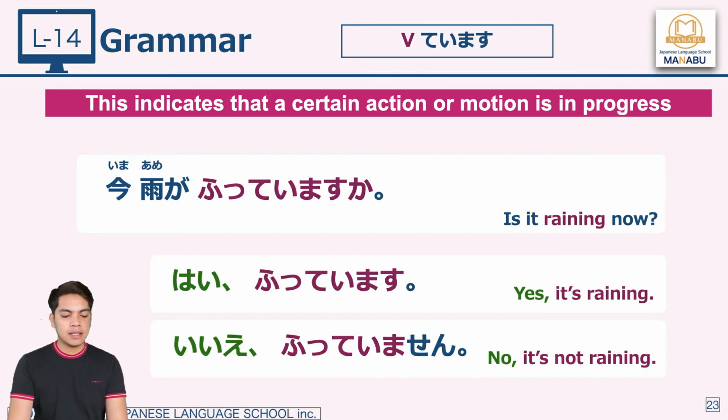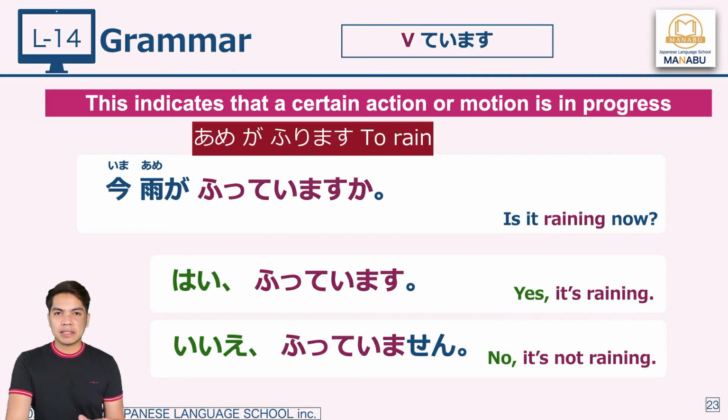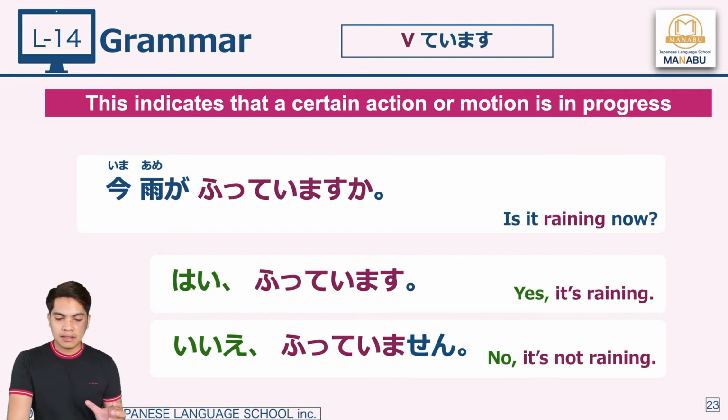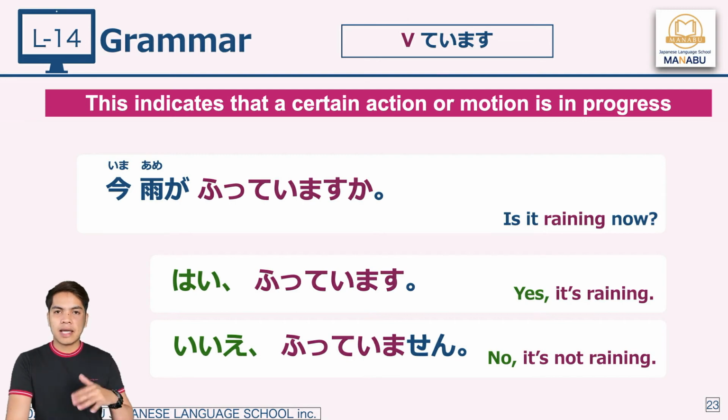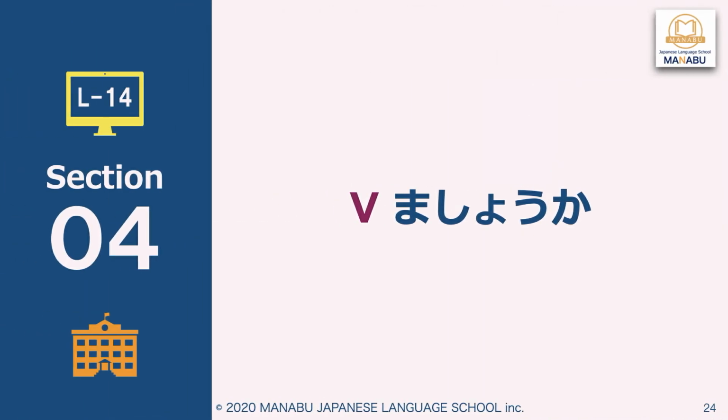Another example is Ima ame ga futteimasu ka? From the verb ame ga furimasu, to rain. Futteimasu is raining. Then add particle ka to make it a yes or no question. The answers are Hai, futteimasu, yes, it's raining. Or Iie, futteimasen, no, it's not raining. The negative or the opposite of teimasu is teimasen.